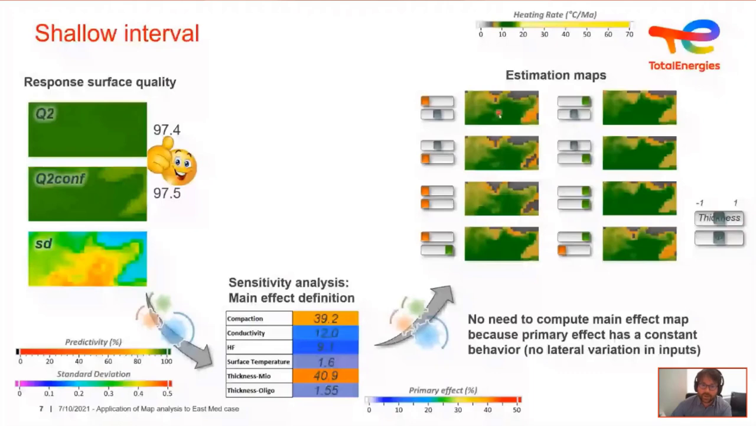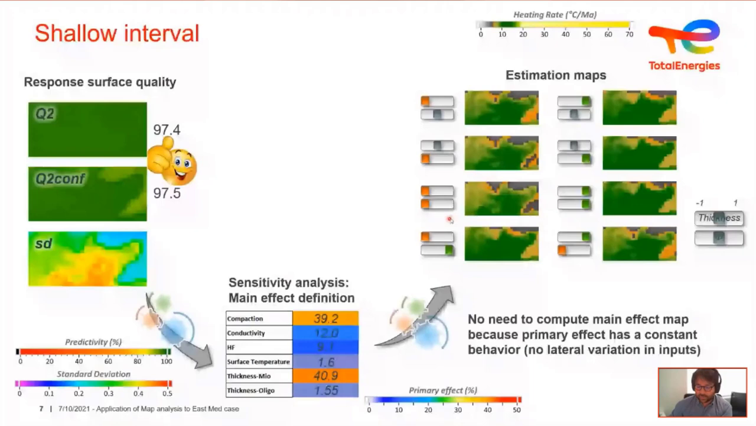The greener, the more favorable the area. You can see directly that if I decrease the thickness, for instance, my best biogenic window is more reduced than if I increase the thickness. The same if I decrease the porosity, I have a smaller biogenic window than if I increase it. And you can also play with two parameters, or even all six parameters if you want.